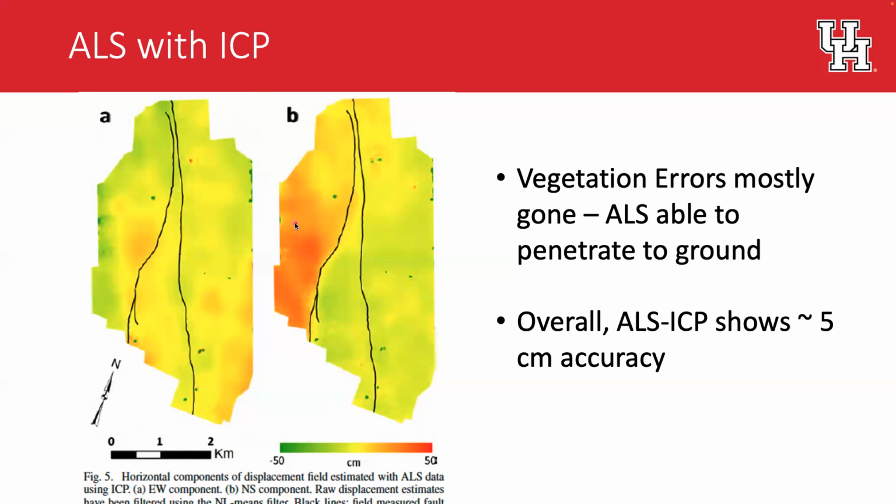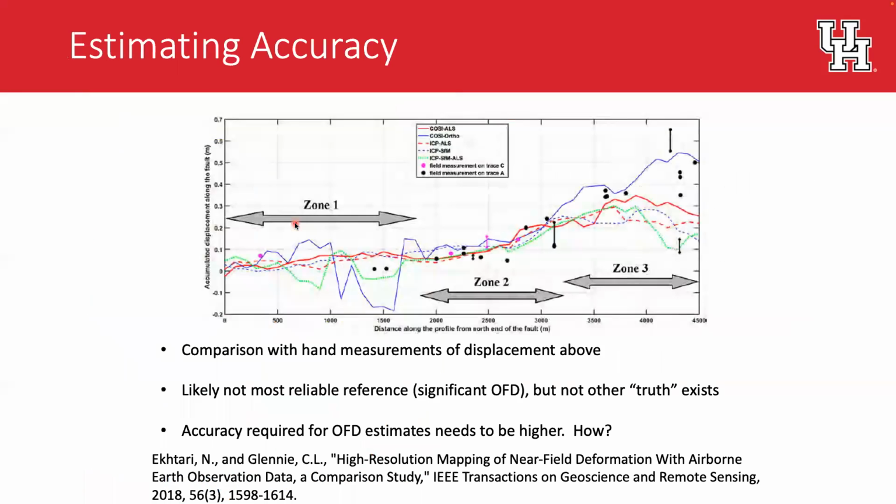How do we determine that 15, 10, and 5-centimeter accuracy? Well, we had to go back to what the USGS was actually doing to measure offsets in that case, going out with a tape measure and measuring things. And so when I give you those numbers, that is in comparison to the field measurements that the USGS made. So it's still probably not the most reliable reference because in this earthquake case, there was significant off-fault deformation, but we don't have any other truth. So it's at least a figure of merit.